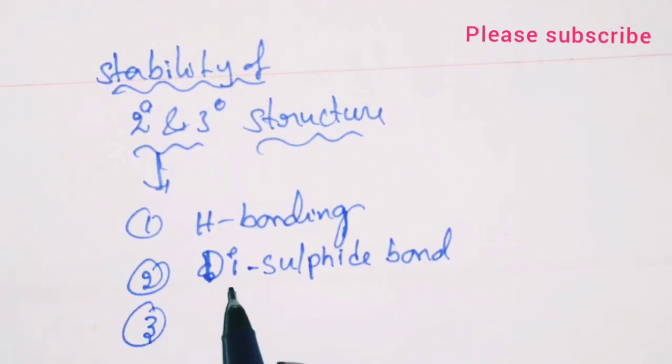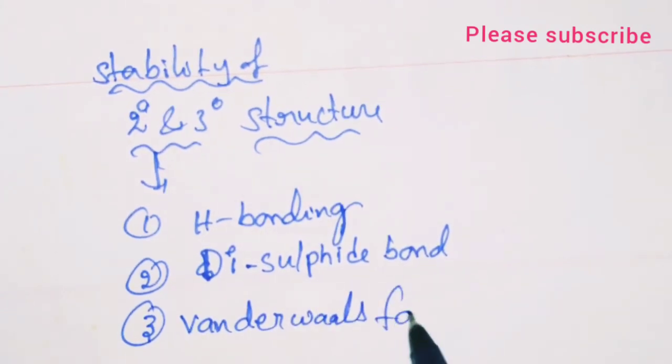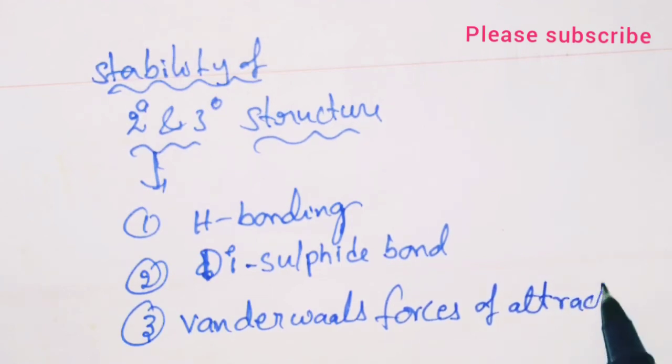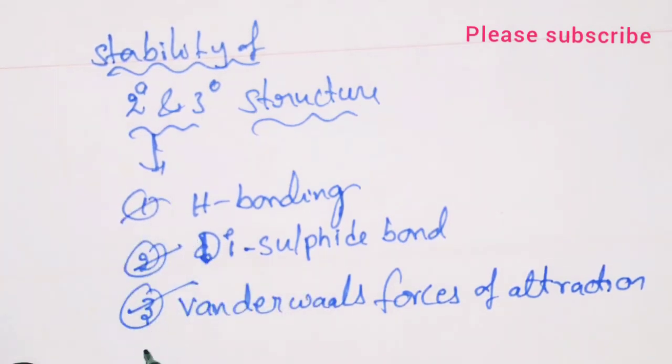Third one is the weak van der Waals force of attraction. That means between the molecules there is always an attraction force. That is called van der Waals attraction forces. Fourth one is electrostatic force of attraction.